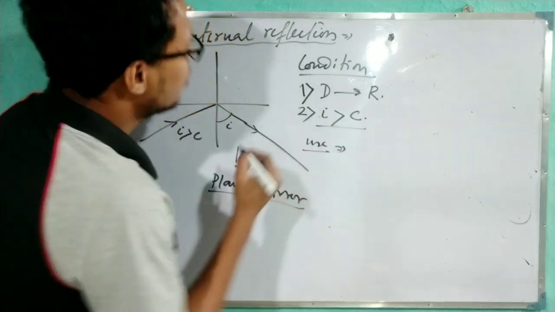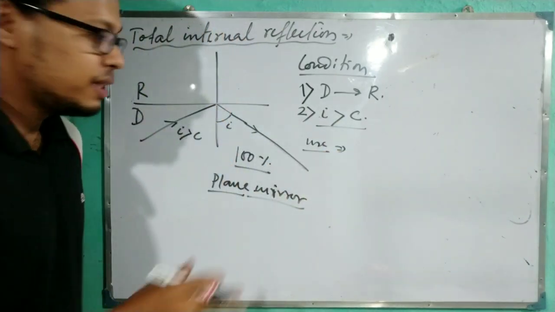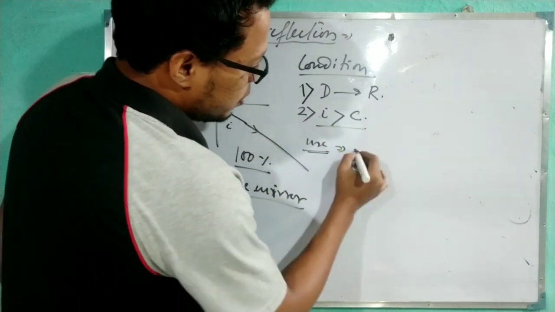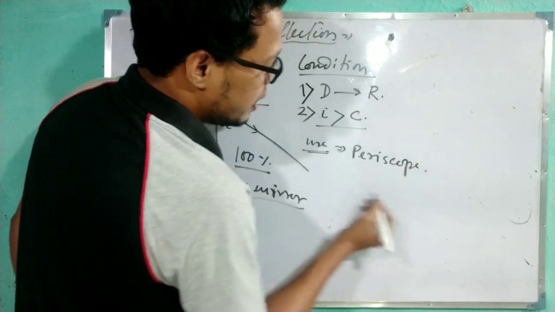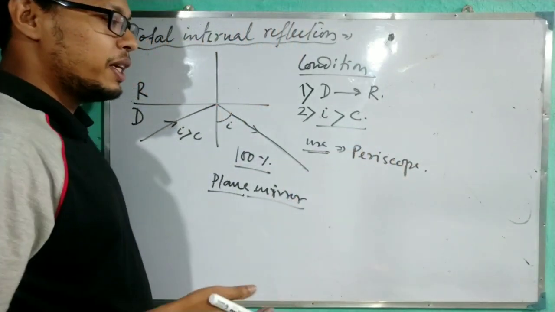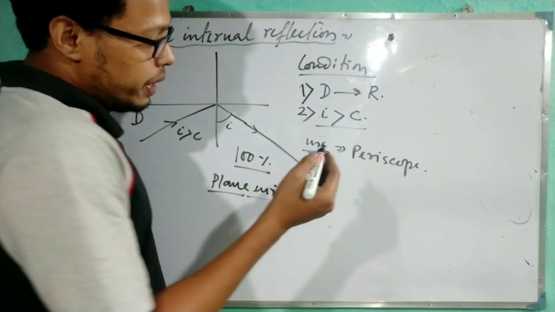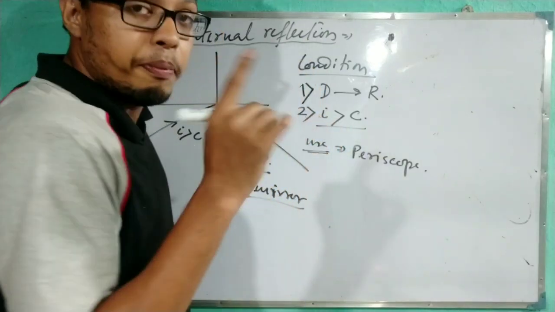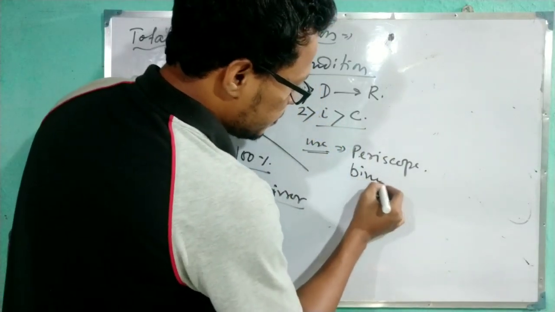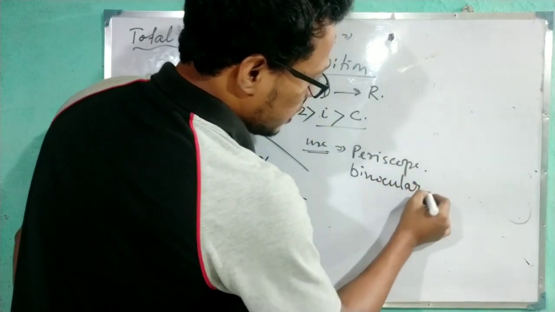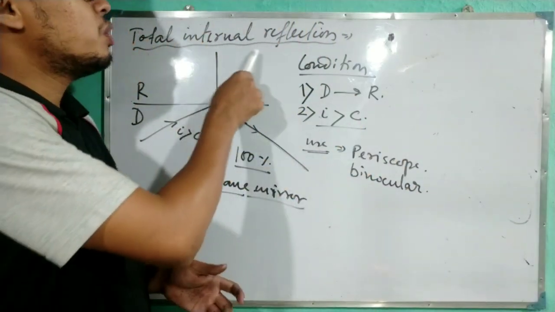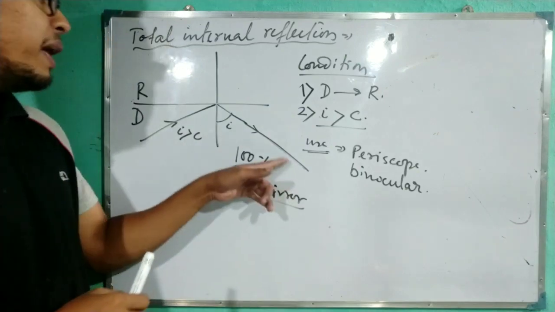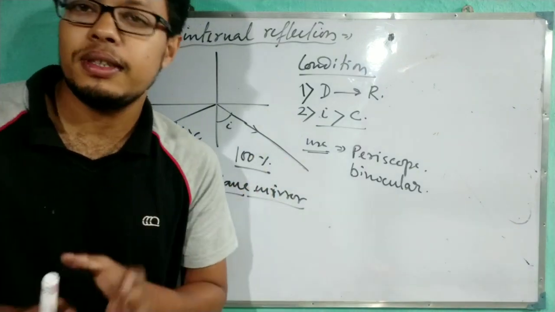What is the use of total internal reflection? It is used in the periscope. So many applications are there. Periscope. Next one you can say, binocular. Next, certain types of camera also are there. So there we can use the total internal reflection, by which we can get the 100% reflected rays.